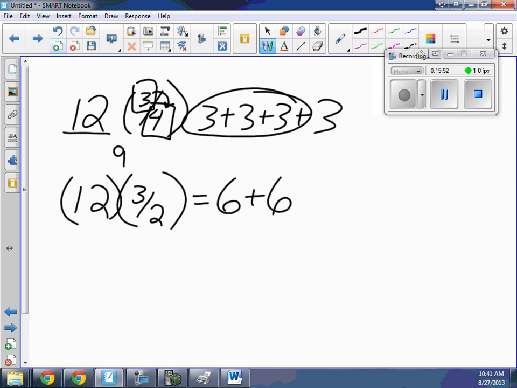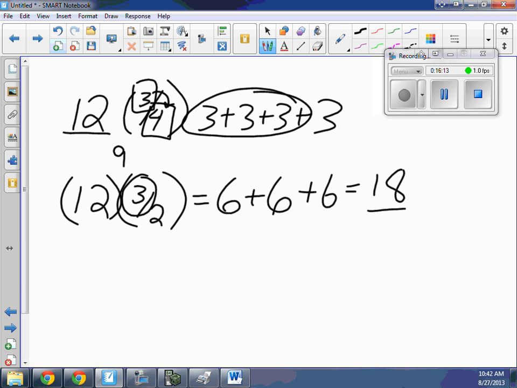So I know that the number we're adding is a 6, but I need 3 6s to get the answer. So the answer is 18. So let's do this in our head. 12 times 3, 36 divided by 2, 18.